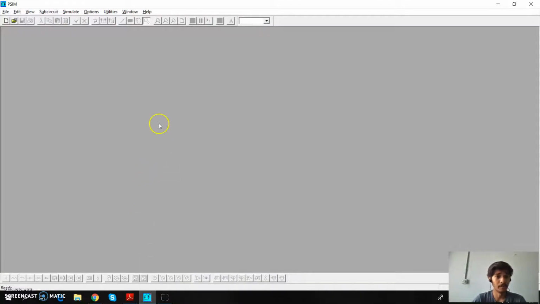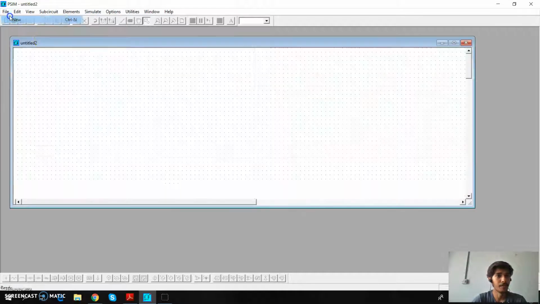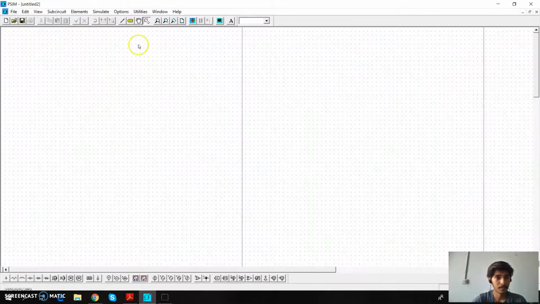First, open the PSIM software. Now click on File and create a new file. On this page, we will have various components which are used for simulating it. Now let us select a few components which are used here. First is the DC voltage source. The switching device we can use is MOSFET or IGBT. Now let us select the IGBTs here.